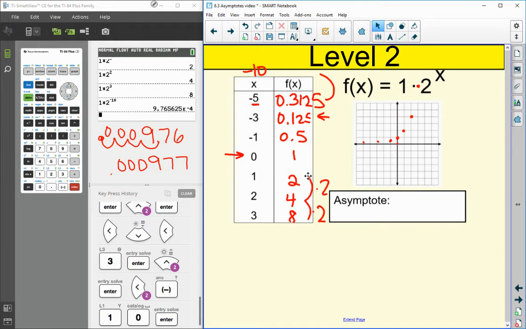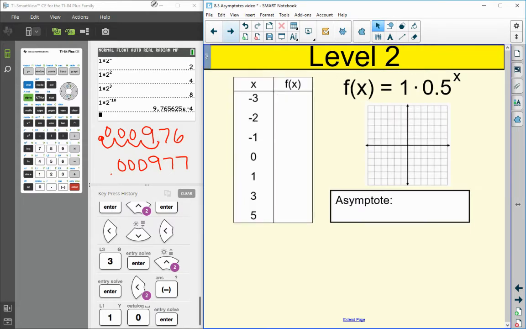Okay, so what is happening to this equation? I'm going to draw the line in, but it's getting really big, really fast over this way, but over here it's just getting closer and closer and closer to 0. Okay, we're going to graph one more, and then we're going to come back to this part about an asymptote.